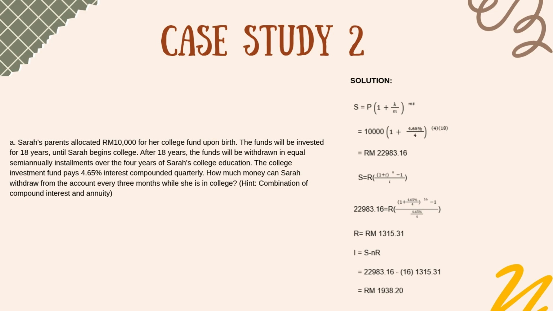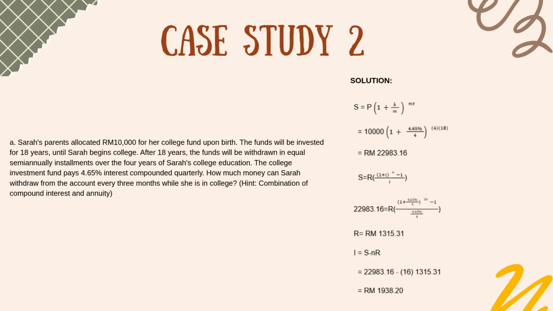college? For the solution, we need to use the S equals P(1 + k/m)^(mt) formula. Then we get 10,000 (1 + 4.65% divided by 4) to the power of 4 times 18. Then we get RM 22,983.16.